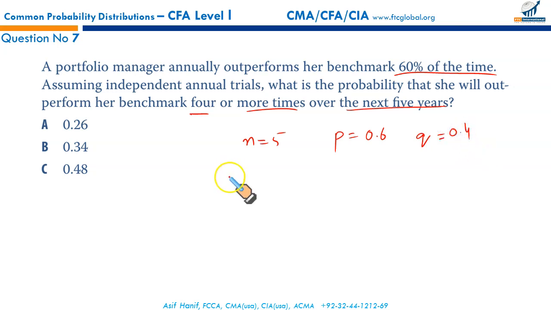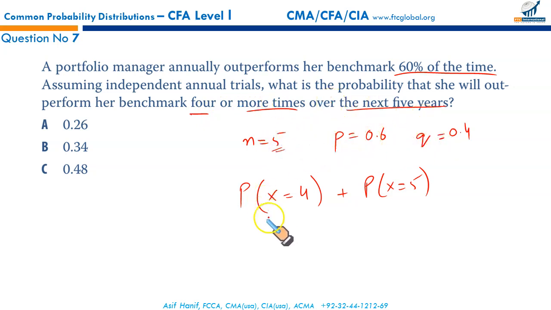And what we are looking for, the probability of success in 4 or more times over the year. That means there are going to be two possibilities. Probability of x is equal to 4 plus 5 as well. Because it said 4 or more times. So it could only be 4 and 5 because there are just 5 periods involved. Right?